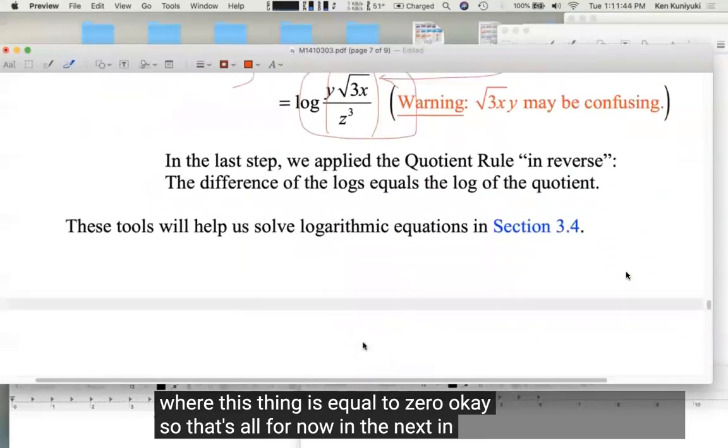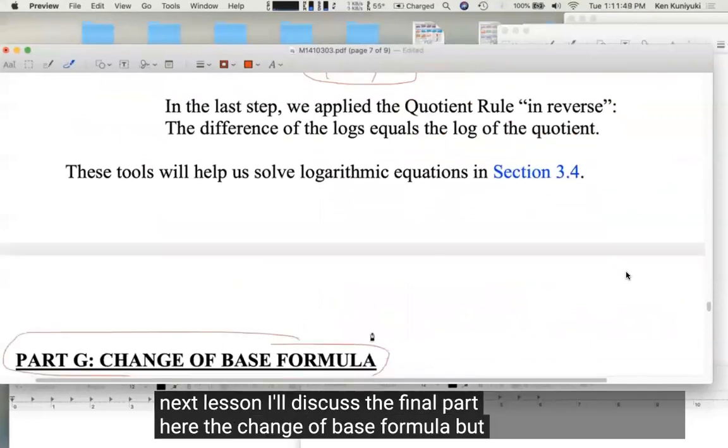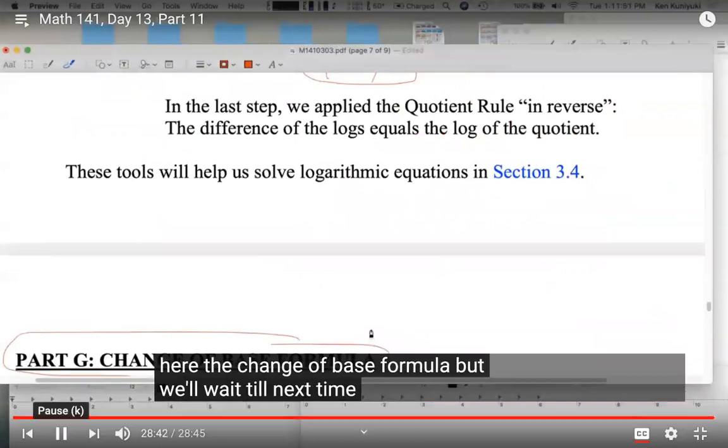Okay, so that's all for now. In the next lesson, I'll discuss the final part here, the change of base formula. But we'll wait till next time. By the way, at this point, you can do all the homework. If you're following the videos and lectures, you can do all the homework through 3.3, number 4. So basically, all but number 5. But if you're brave, look ahead, you know. We're done through most of 3.3. I could do the very last part, but I think we're all kind of overloaded.